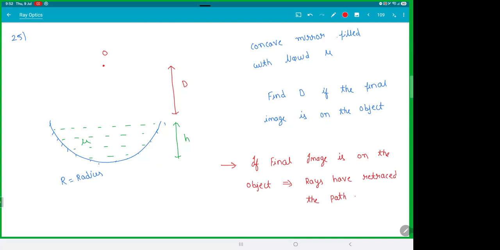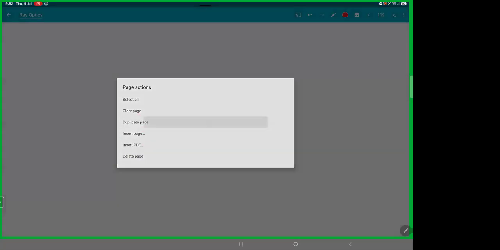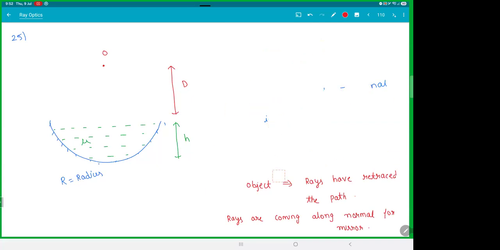So the mirror thinks the light rays are coming from the center. So how can that be possible? That means rays are coming along the normal. So after refraction, whatever light rays are coming, they are coming along the normal. So the mirror will think the object is at the center. Mirror thinks it is not there, but that's what the mirror thinks.